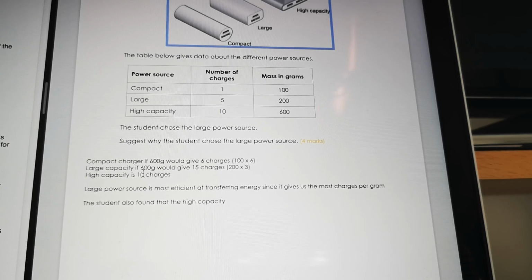And then afterwards, you would also want to mention something to do with the fact that even though the high capacity one gives the most number of charges, it would also be too heavy or too big or something like that. And maybe the compact one charges, you might want more than one charge or something like that along those lines as a second reason. But you've got to make sure you outline those calculations as well.